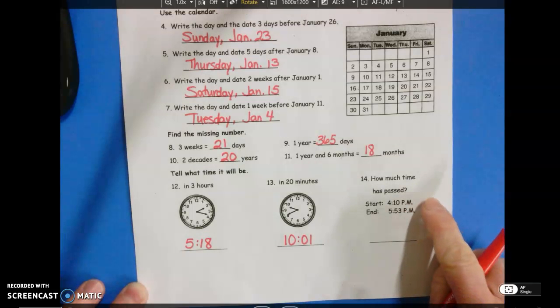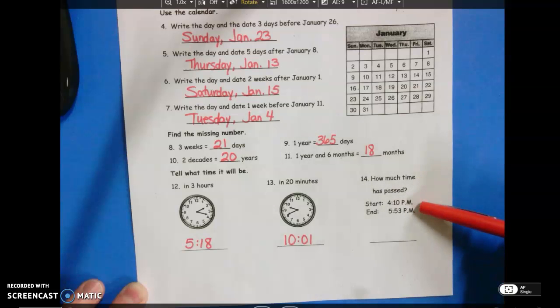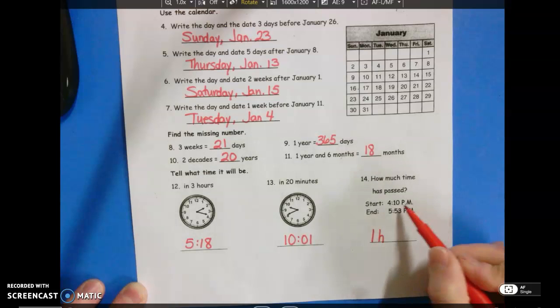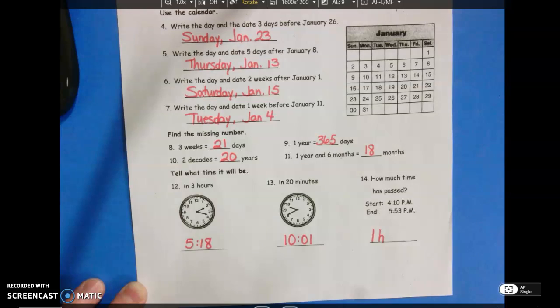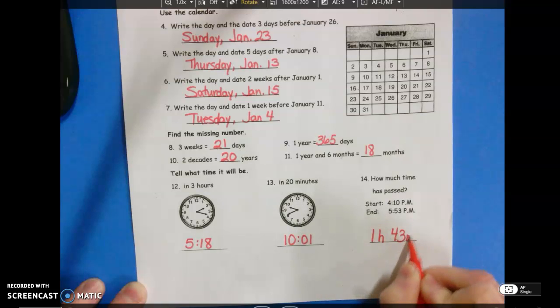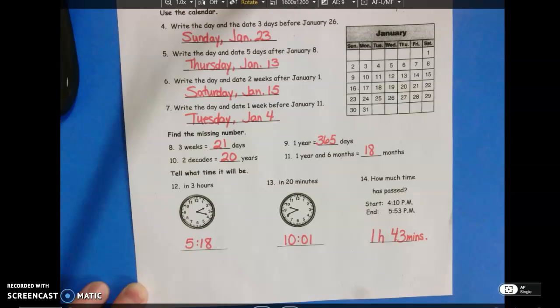How much time has passed from 4:10 p.m. to 5:53? Well, as I count hours, do I want to go up until 5:10? Yes, I do. So my answer is 1 hour, and I have to get now from my 5:10 to my 53. Now I can imagine a clock, or there's a couple different ways to do it, but let's go. If I'm going from the 10 and I've got to stop at 53, I'm going to count by 5s. 5, 10, 15, 20, 25, 30, 35, 40, 1, 2, 3. 1 hour and 43 minutes. Right? Very good. I hope you're doing well and are ready to nail this test.